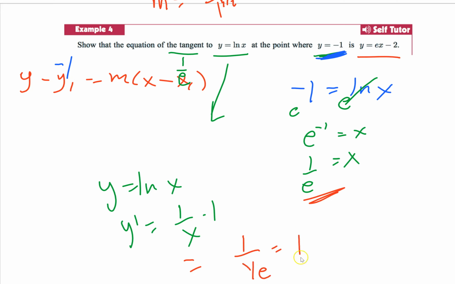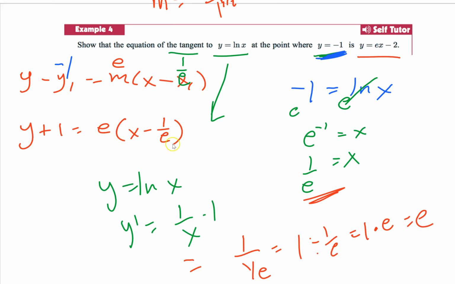The way that works, that's 1 divided by 1 over e, also known as 1 times the reciprocal. So it's a complex fraction, 1 over this, just rewrite it as 1 divided by that. Then you flip this side. So I just get e. That's my slope. So if I simplify this a little bit, y plus 1 equals e times x minus 1 over e.